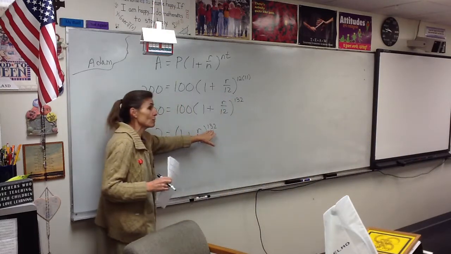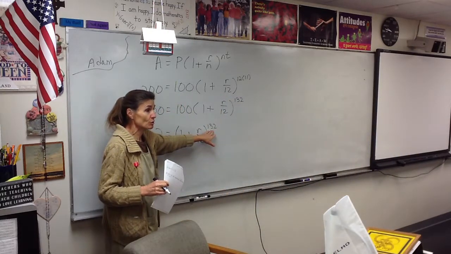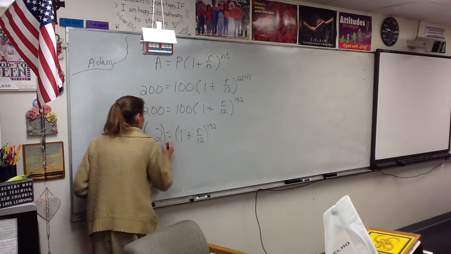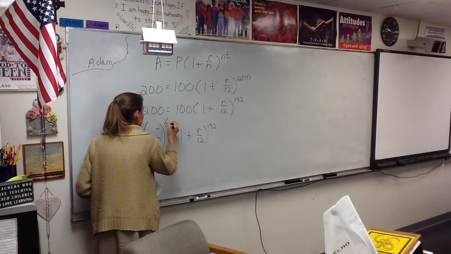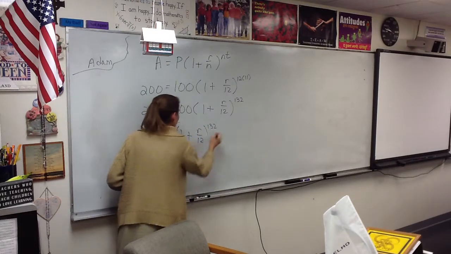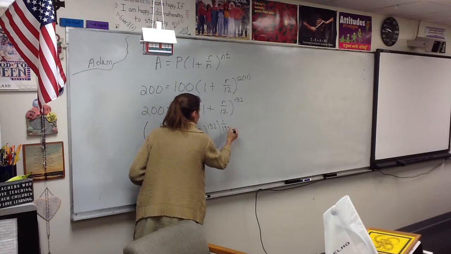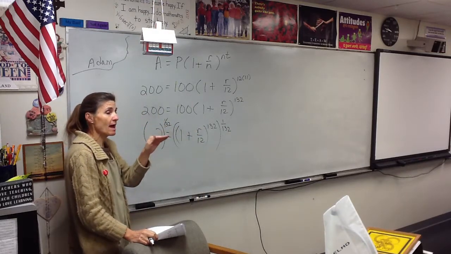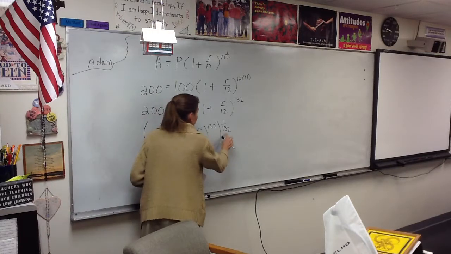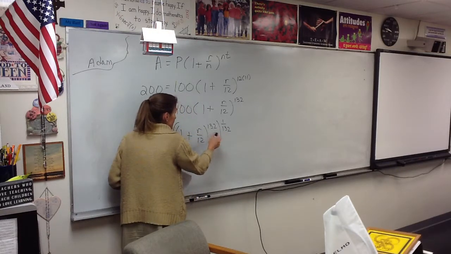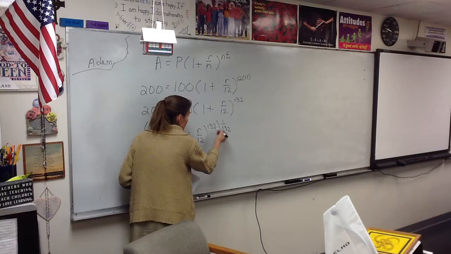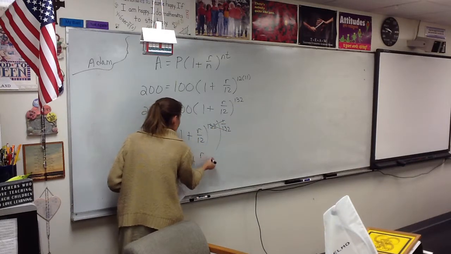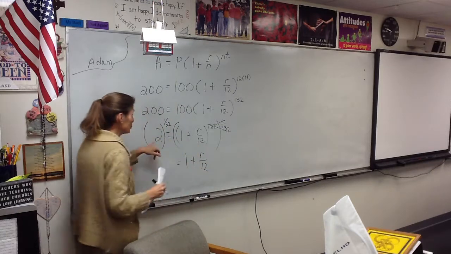You need to get rid of that 132 there. So what we are going to do is raise both sides to the 1 over 132 power. The reason I'm doing that is so that I can get rid of this power. Do you see what's going to happen here? Aren't these going to cancel out? Yeah. And so I'm going to have 1 plus r over 12 equal to this.